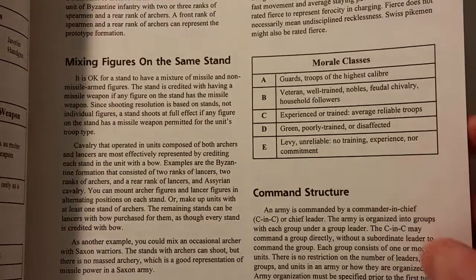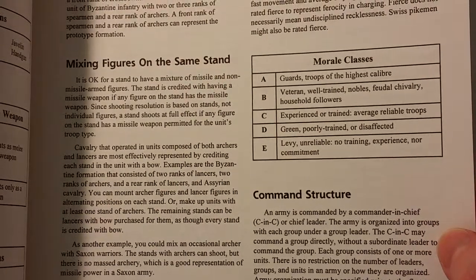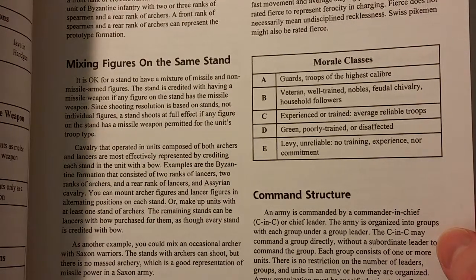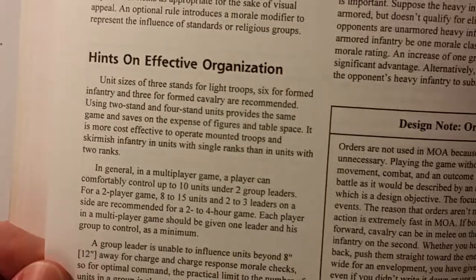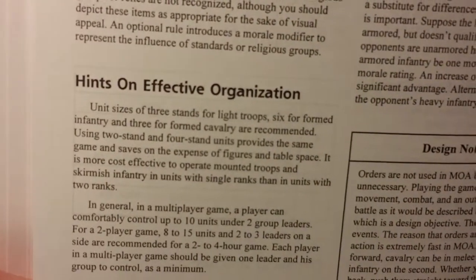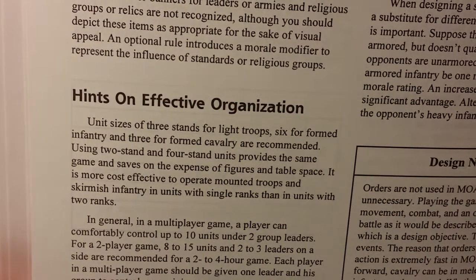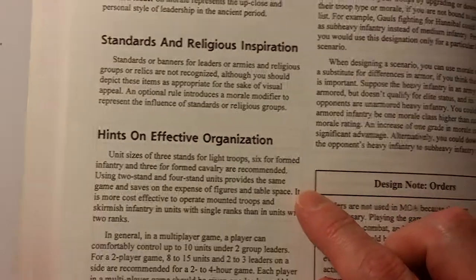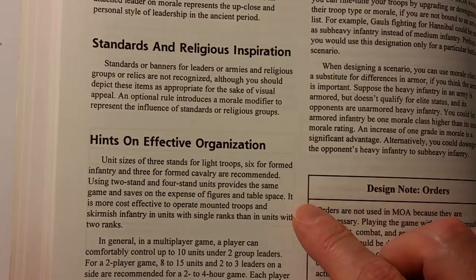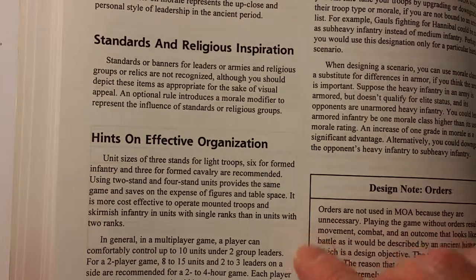Command structure. So the armies are organized into groups with each group under a group leader. Leaders, standards, religious inspiration, hints on effective organization. So why would there be a section on hints on effective organization? Unit sizes of 3 stands for light troops, 6 for formed infantry, and 3 for formed cavalry are recommended. Using 2 stand and 4 stand units provides the same game and saves on the expense of figures and table space. Okay.